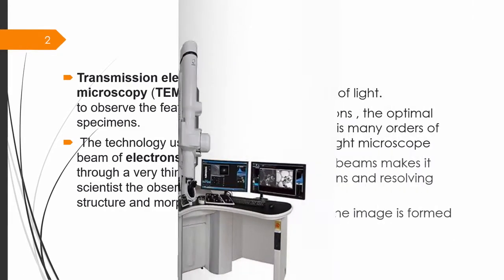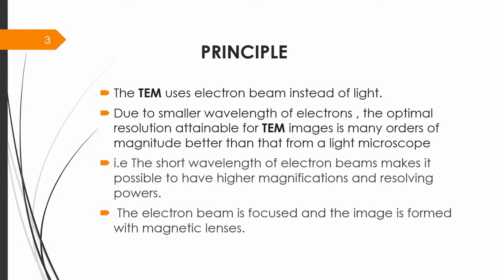Then its principle. The principle behind transmission electron microscope is, as we said, it uses an electron beam instead of light, which is used in the case of optical microscope, and also the shorter wavelength of the electron beam makes it possible to have better magnification and resolving power for this transmission electron microscope, which enables it for 50 million times magnification.